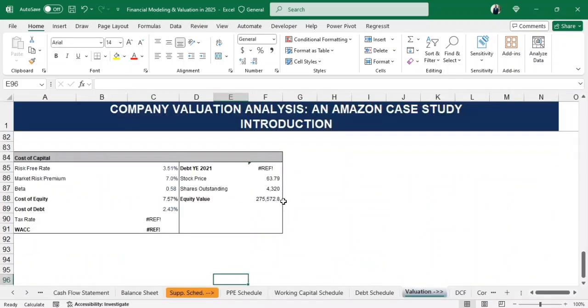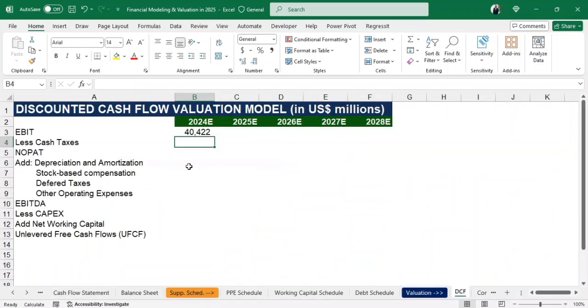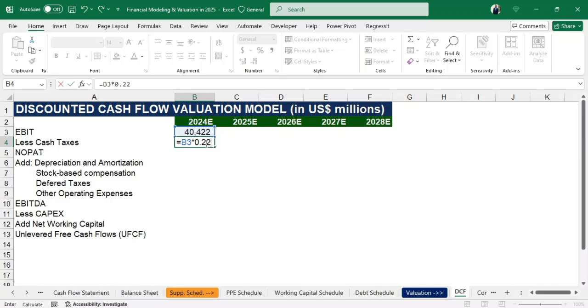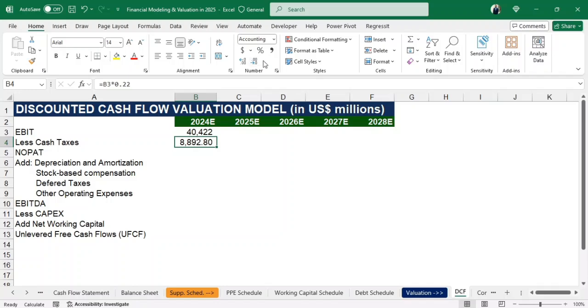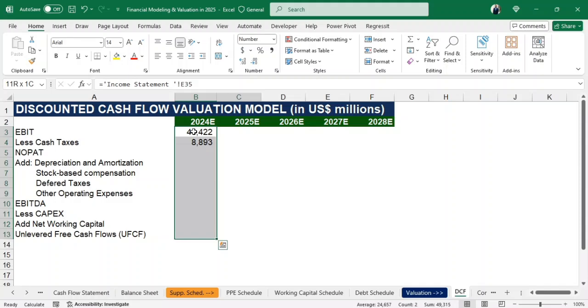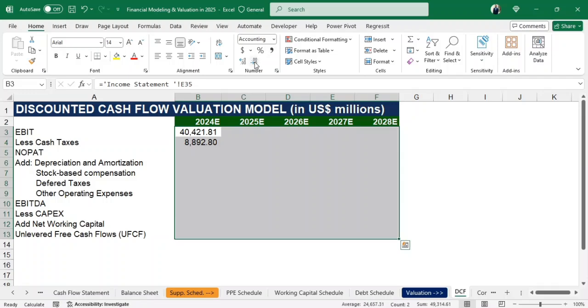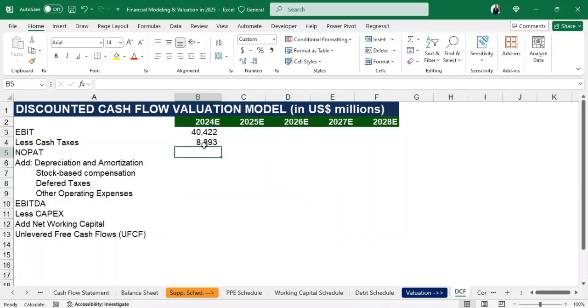So quickly, I'll come to this place and I'm going to have my EBIT multiplied by 0.22 and hit enter. And I can format with a comma separator with 0 decimal places. Let me select the entire place here and do that. So comma with 0 decimal places right there.